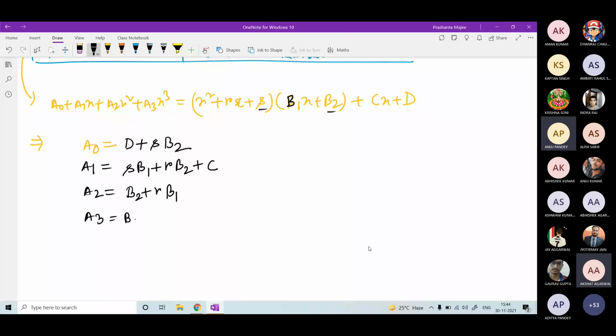So now you have to back substitute and find out C and D in terms of A0, A1, A2, A3. So do the back substitution. B1 equals A3. What is B2? B2 equals A2 minus rB1. rB1 is rA3. So B2 equals A2 minus rA3.